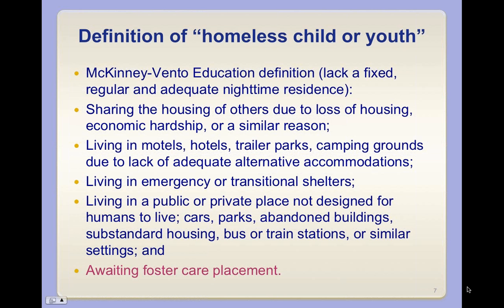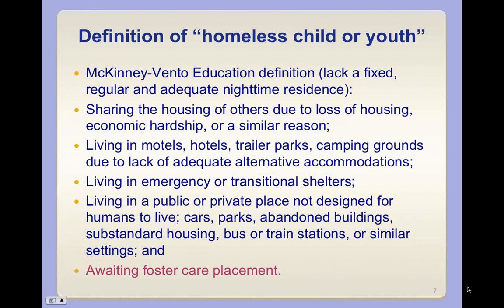So we are including children and youth who are doubled up, sharing housing of others due to loss of housing, economic hardship, or a similar reason, as well as those who are in motels and the other living situations that you can see on your slide. I've put awaiting foster care placement in a different color on that slide, and that is because, as you know, awaiting foster care placement is part of the McKinney-Vento definition, so that is incorporated into AB 1806.